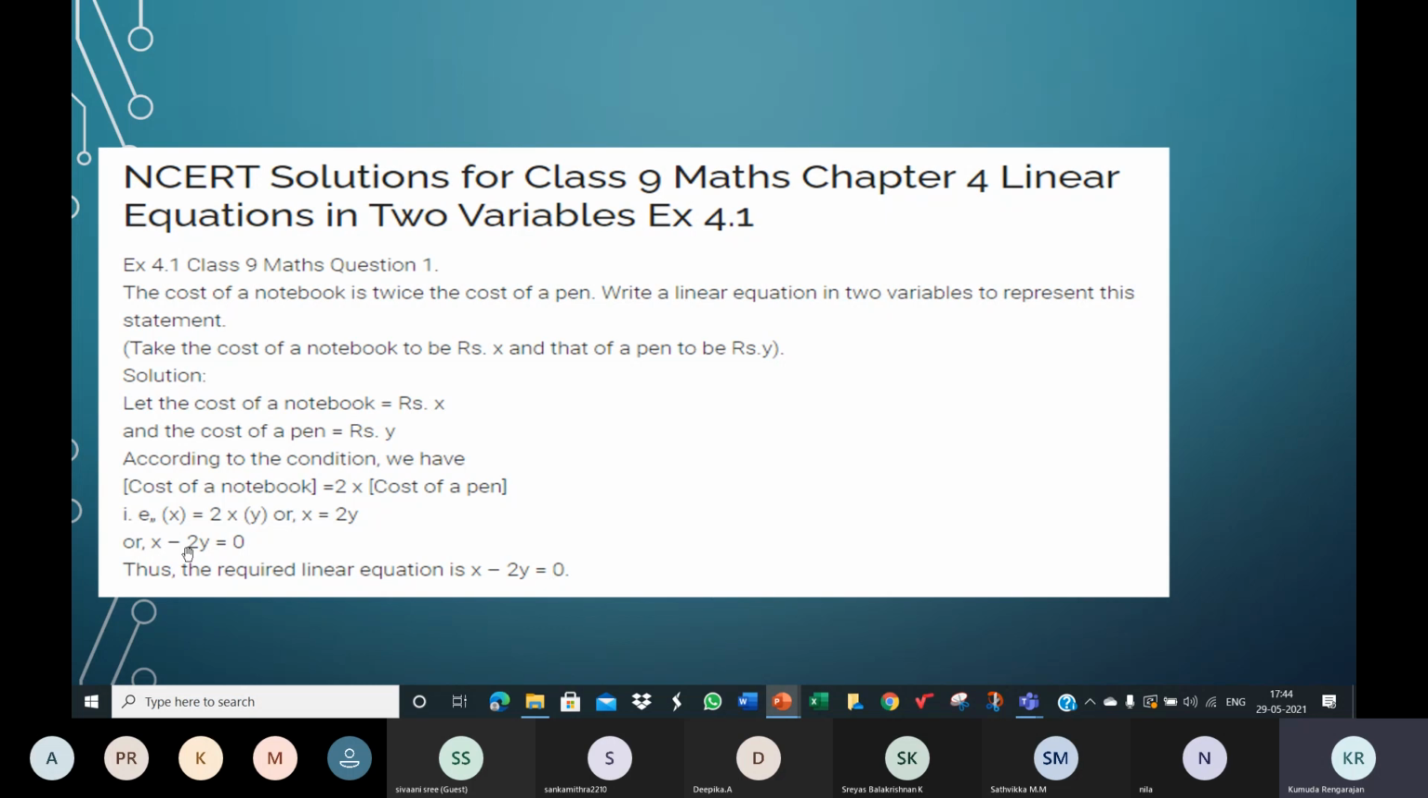Write out whatever is given in words like this. The cost of a notebook is twice the cost of a pen. And then substitute the variables. For notebook, we have taken X, and for pen, we have taken Y. So 2 into Y. So X is equal to 2 into Y, or X is equal to 2Y. And write it in the standard form. X minus 2Y is equal to 0.